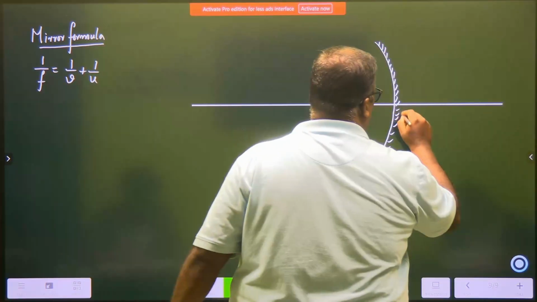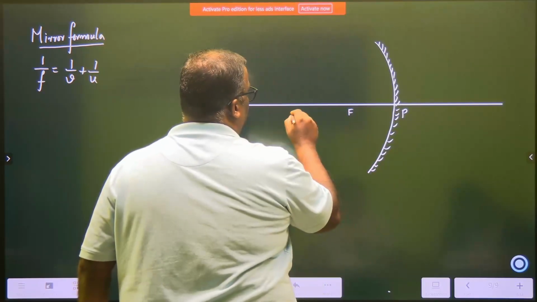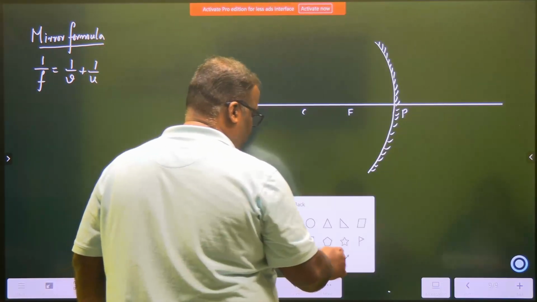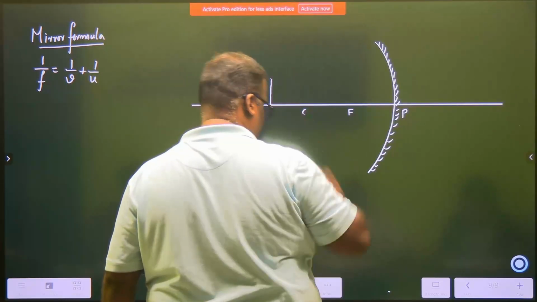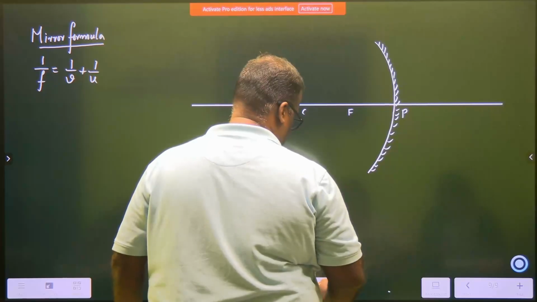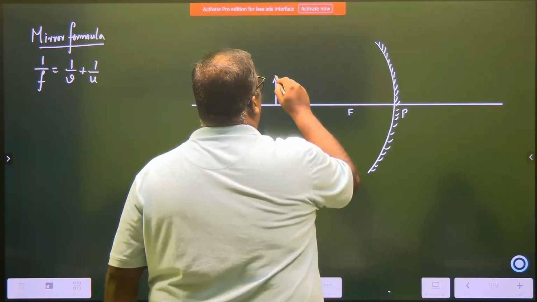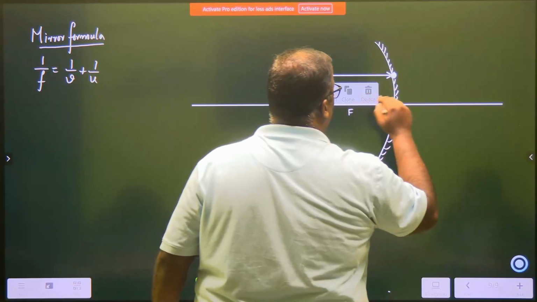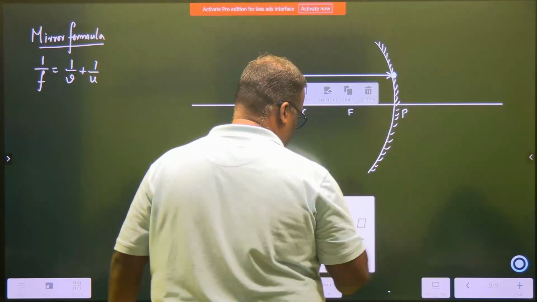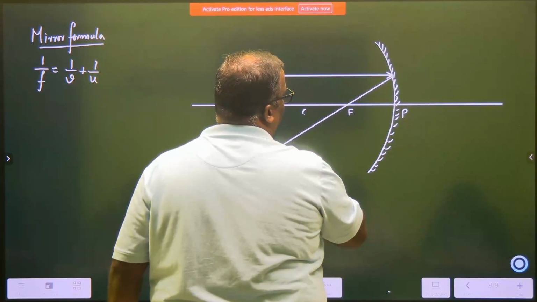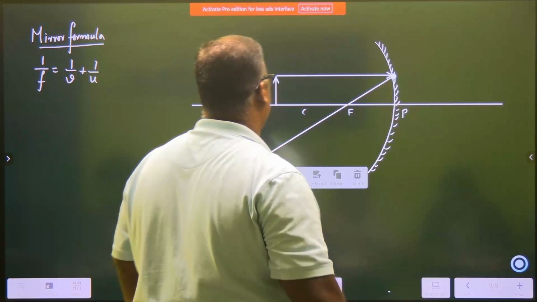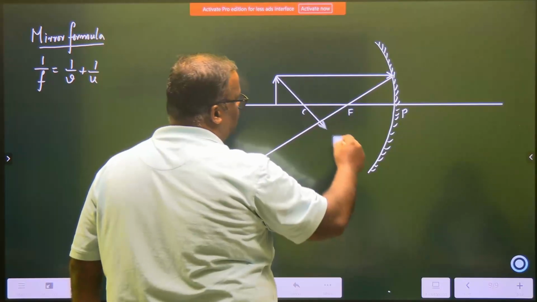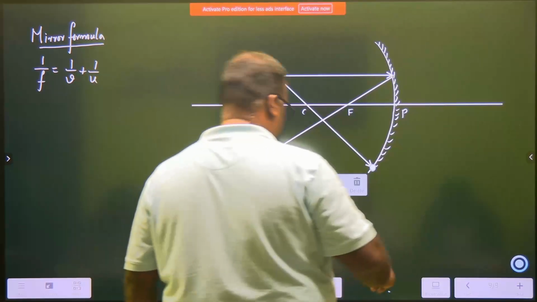This is my pole of the mirror, focus of the mirror, and center of curvature of the mirror. I take an object which is beyond the center of curvature. Say the object is here. Okay. So I go by my laws. A ray of light parallel to the principal axis, and then it passes through the focus. This is passing through the focus, and then there is another ray which is passing through the center of curvature in this manner, and this ray is going undeflected.